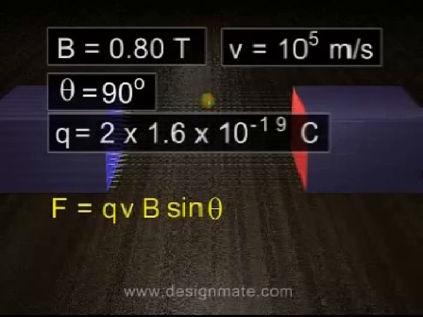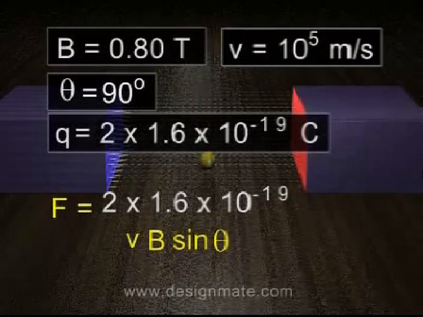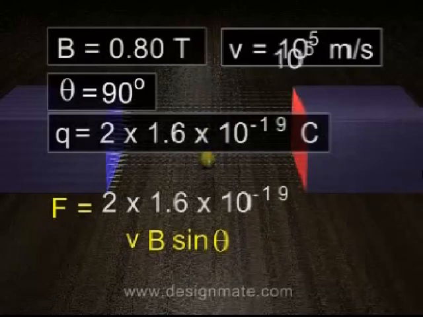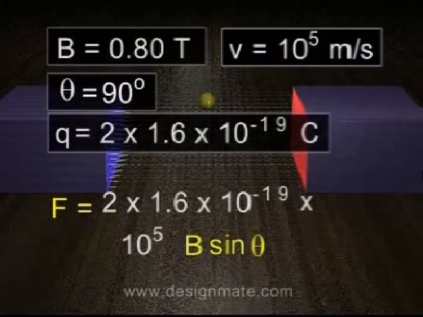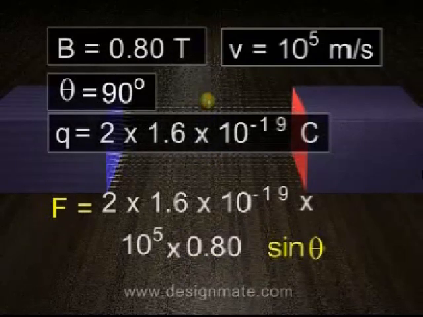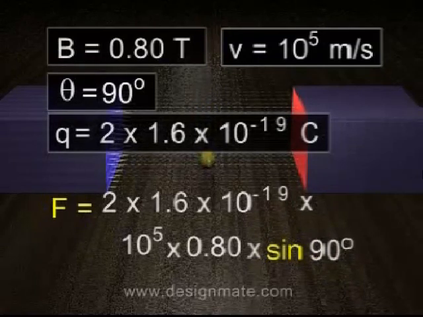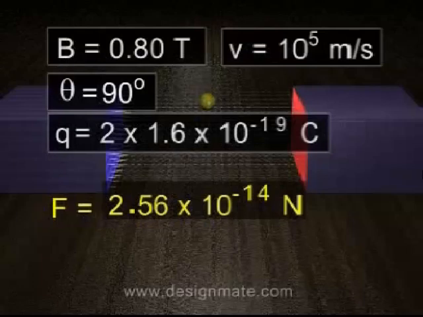F is equal to q into v B into sine theta. That is 2 into 1.6 into 10^-19 into 10^5 into 0.80 into sine 90 degrees. That is equal to 2.56 into 10^-14 Newton.